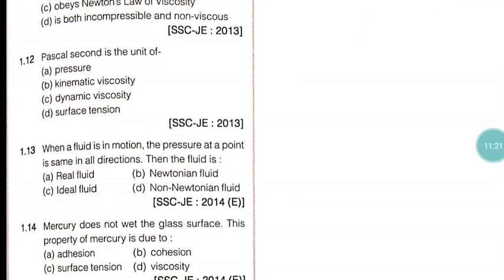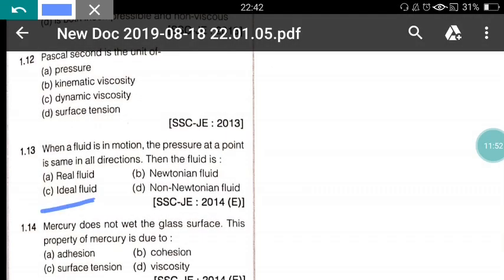Question number 13. When a fluid is in motion, the pressure at a point is the same in all directions, then the fluid is known as what? It is an ideal fluid, which is incompressible, irrotational and non-viscous, and is used in the continuity equation as well as in Bernoulli's equation. Hence, when the fluid is in motion, the pressure at a point is the same in all directions. That's why that fluid is known as an ideal fluid. The correct answer is option C, ideal fluid.